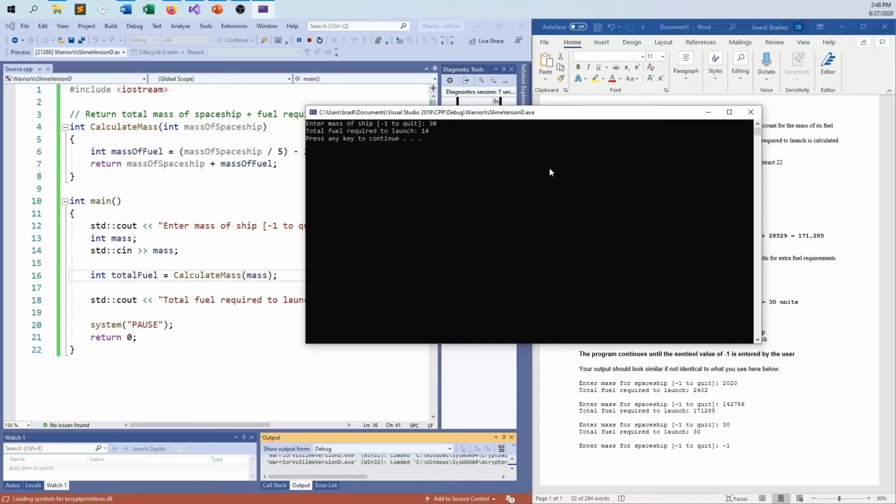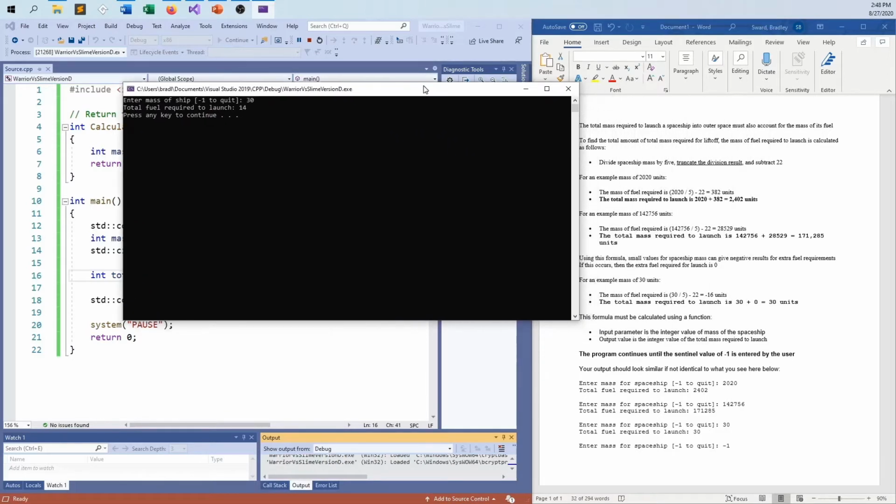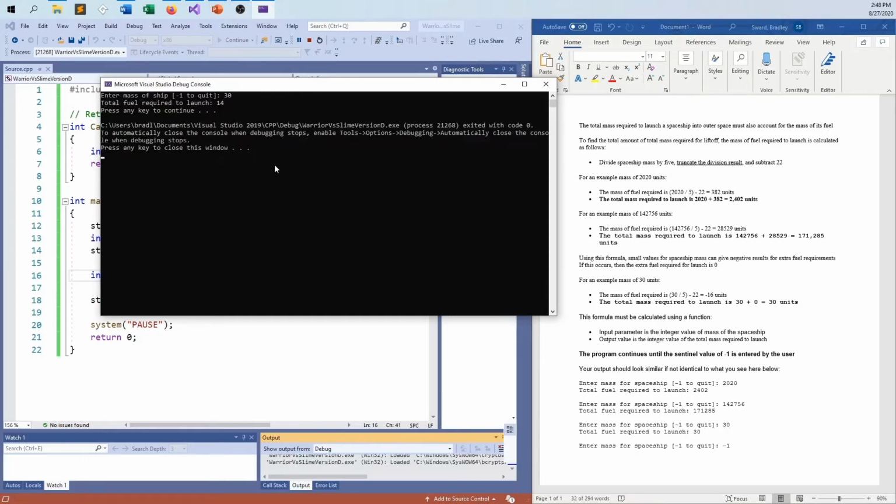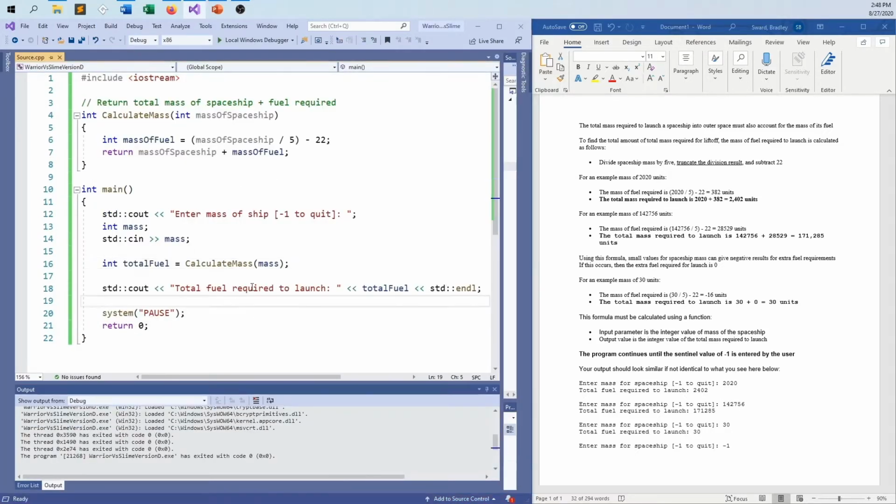There we go. And it says total fuel required to launch is 14, and that's not correct because the problem states that there can't be negative mass, because otherwise that would break the laws of physics. So anything that comes out as less than zero is supposed to be capped or clamped to the zero value. So our first step here is to fix this thing up.